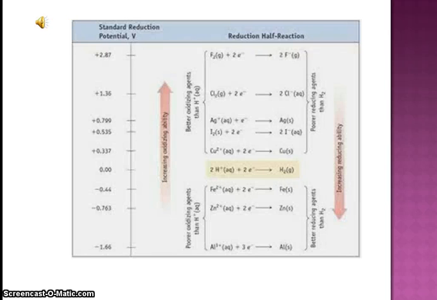This is a potential ladder for reduction half reactions. Where a half reaction lays on this ladder reflects the relative ability of the atoms or ions at the left to act as an oxidizing agent. The higher the compound or ion is on the list, the better it is as an oxidizing agent. The opposite goes for atoms or ions on the right as reducing agents. The lower they are on the list, the better they are as a reducing agent. The potential for each half reaction is given with its standard reduction potential.